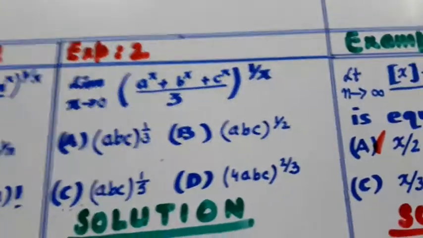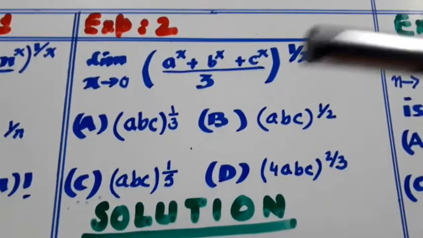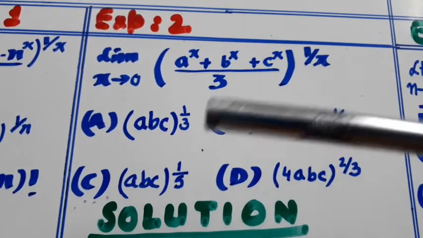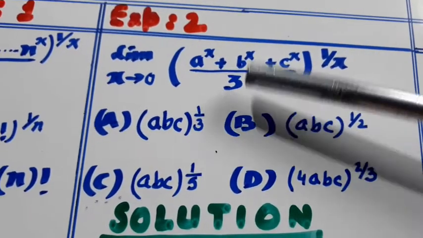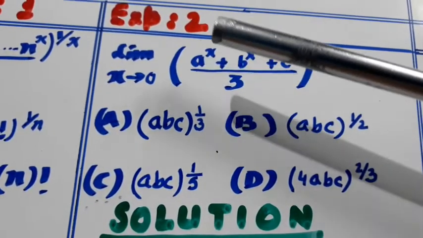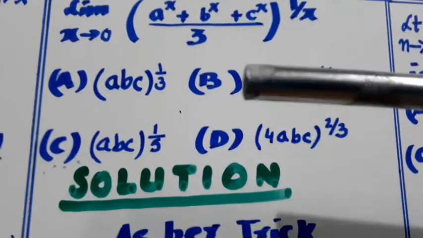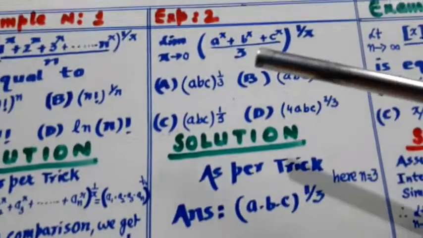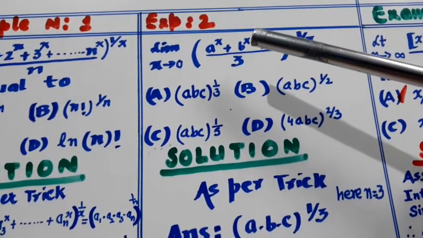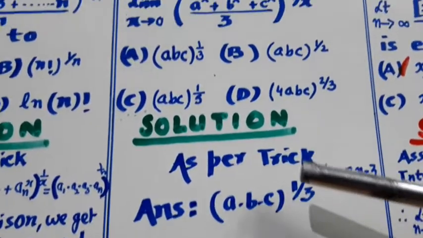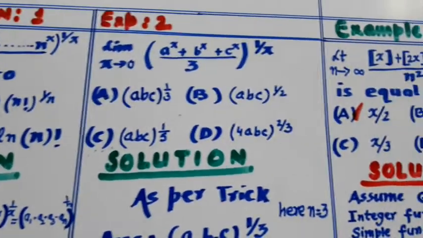Now let's go to example number 2. It is a raised to x plus b raised to x plus c raised to x over 3. Here n is 3. a1 की जगह पे a लिखा हुआ है, a2 की जगह पे b लिखा हुआ है, a3 की जगह पे c लिखा हुआ है. So answer will be as per that. Answer is a1, a2, a3 and so on raised to power 1 over n. Here instead of a1 it is a, instead of a2 it is b, instead of a3 it is c. So it is a, b, c raised to power 1 over 3. Question is done. Now let us go to next.